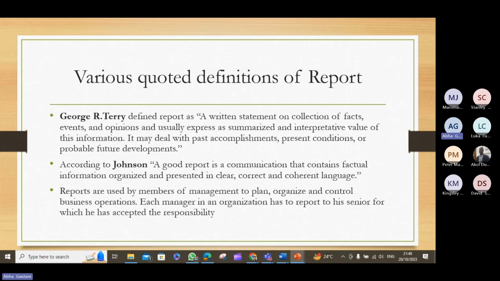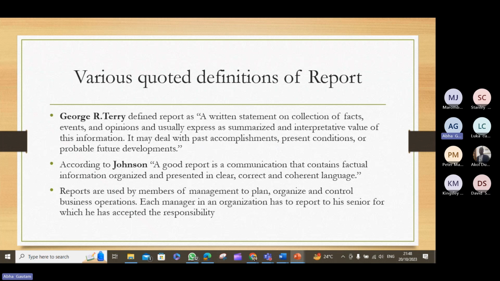Okay. So I have mentioned a few definitions here, like George R. Terry and Johnson have to say something about reports. What is that? A written statement. A report is a written statement. Again, they are talking about the collection of facts, events, opinions, okay? So that you can have that in summary form and you can interpret value out of it. So it will have all the past accomplishments, where we are lacking, what the present condition is, and what can be done for future developments from that data.